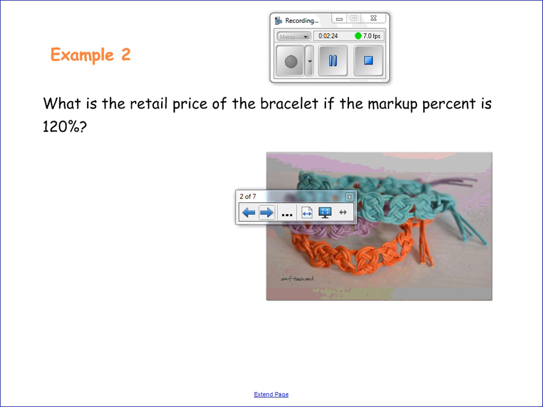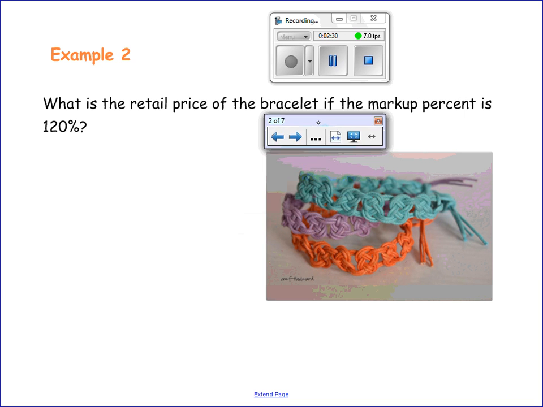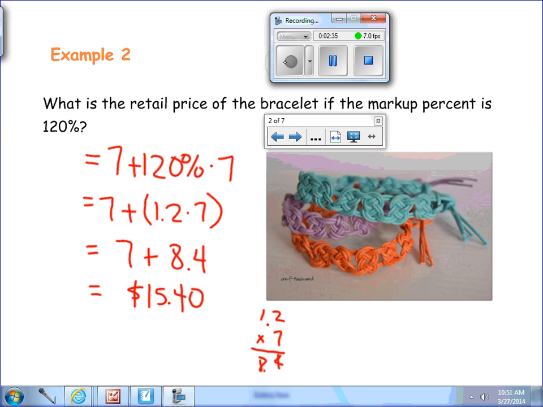Okay, so using your previous example, what is the retail price of the bracelet if the markup percent is 120%? Let me pause it, we'll come back and check. Now on this example, remember that the bracelets were $7 and we marked them up 120%. So you need to determine what is 120% of 7, because that's what he marked it up. You can take the 7 and multiply it times 1.2. We change the percent to a decimal and multiply it, because that is what his markup was.